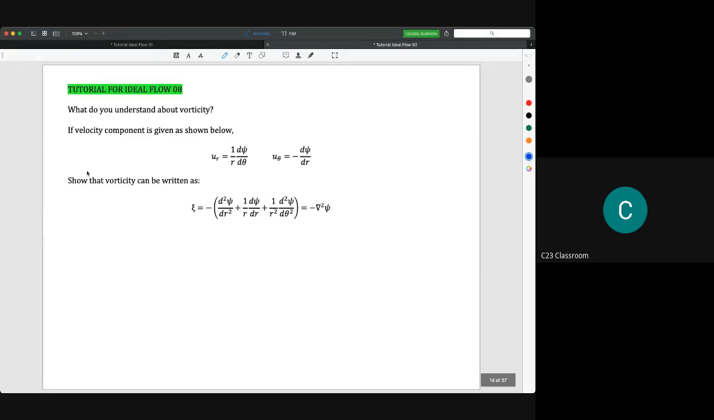So this is the tutorial for ideal flow number 8. What do you understand about vorticity? If the velocity component is given as shown below, show that vorticity can be written as this one. Okay, so here please make sure that you still remember the value of lambda and so on. So this is the nabla. We learned about nabla in our chapter 1, the differential method.